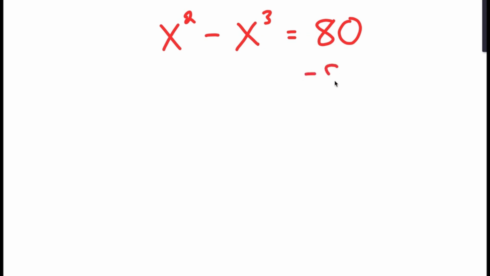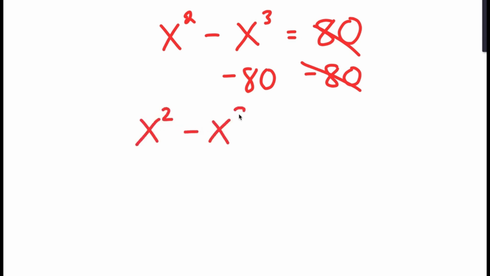Alright, so in this video, I'm going to solve the equation x to the power of 2 minus x to the power of 3 is equal to 80. So to solve this equation, I'm going to first start by subtracting 80 on both sides. So now I get x to the power of 2 minus x to the power of 3 minus 80 is equal to 0.